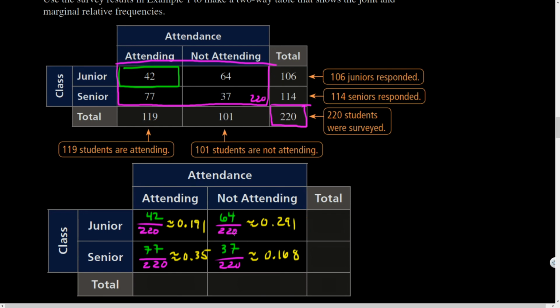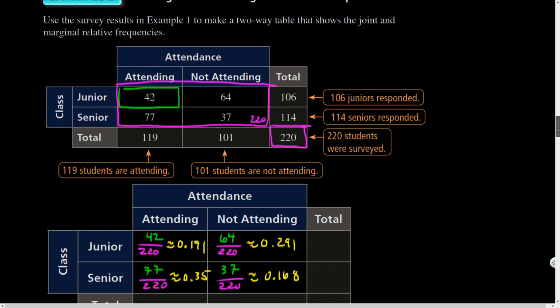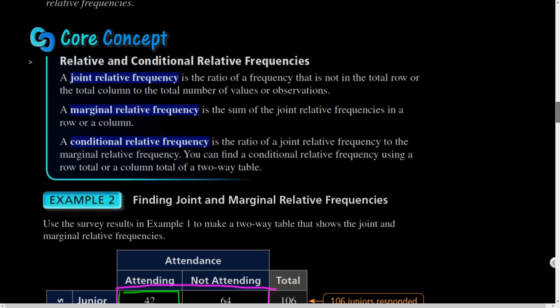Okay? And so these behave like probabilities, right? 16.8% of the students were seniors who were not attending. Or if I randomly pick a student, what's the probability that they were a senior who wasn't attending? It was 16.8%. Okay? And so let's see, what's the next piece?